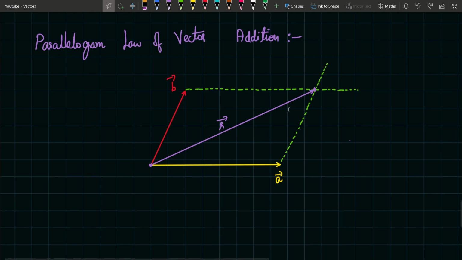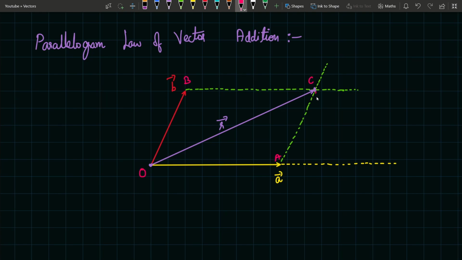But in the parallelogram law of vector addition, we can find the magnitude and direction of the resultant vector in a more quantitative way. So let us do that. Let me first extend this A vector's path like this, and let me drop a perpendicular from this point. Before that, I'll name every point here. I'll name this point O, this point A, this B and C.